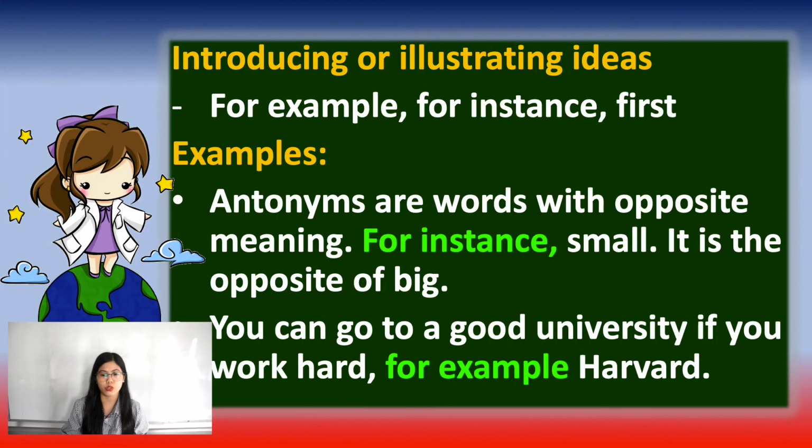Next, if you want to illustrate or introduce, you may use the following transitional devices: for example, for instance, first, and etc. So let's have an example using this. Antonyms are words with opposite meaning. For instance, small, it is the opposite of big. So using the transitional device "for instance," you were able to illustrate what antonyms are.